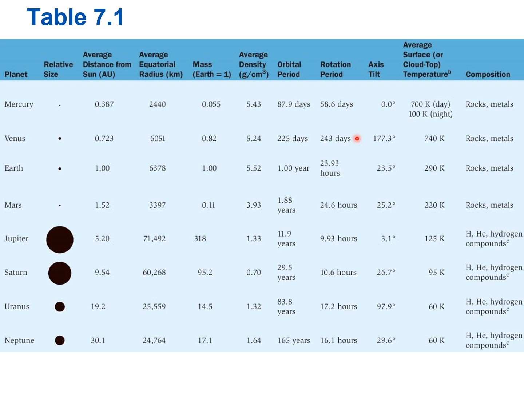Average surface temperature, it says, or cloud top temperature. And you can see Mercury can be very hot, but also very cold at night. Venus is the hottest on average. And you can see in general, as we go away from the sun, the average temperature gets lower and lower. And then the composition, remember I said terrestrial planets are mostly rocks and metals, and then the Jovian planets, hydrogen, helium, and some hydrogen compounds.